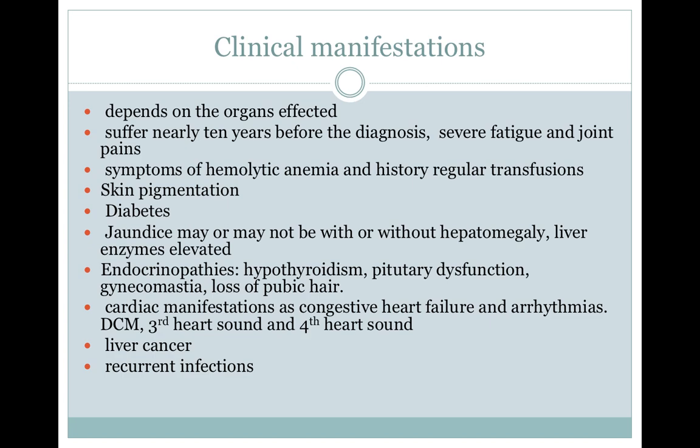And in case of erythropoietic hemochromatosis, there will be history of individuals suffering from hemolytic anemias and history of regular transfusions. And in hereditary hemochromatosis, the patient presents either with diabetes mellitus or with the pigmentation of the skin, that is called bronze diabetes, and the patient may present with symptoms of jaundice or no jaundice. There will be hepatomegaly or no hepatomegaly, but there will be elevated levels of liver enzymes.